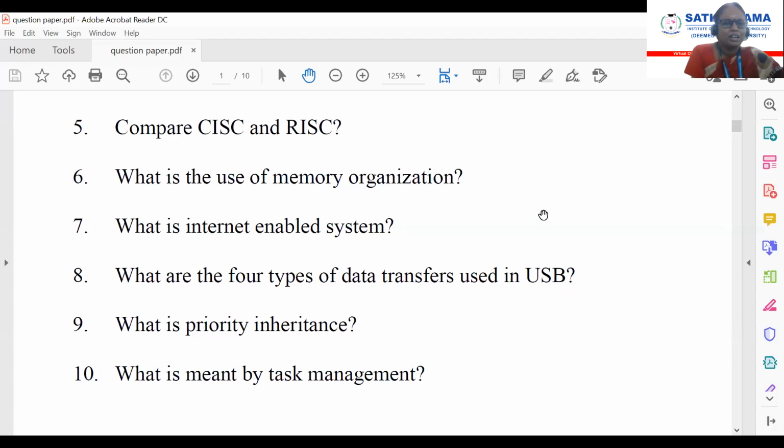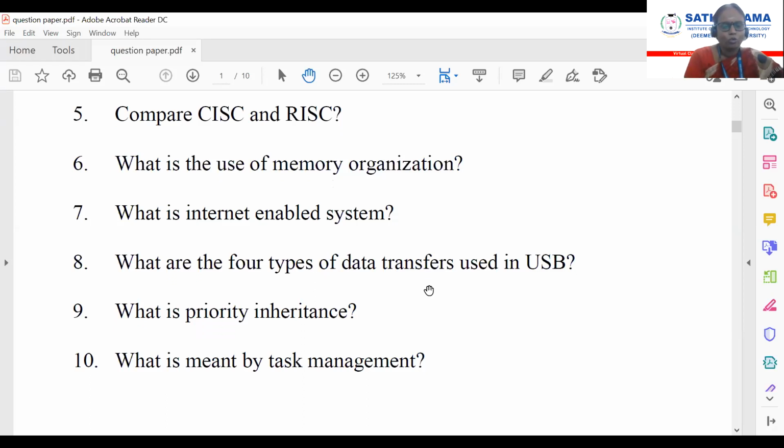I think we will skip the RISC part. You all know the use of memory organization: data memory and program memory are separated, and you have to explain about the Harvard architecture. What is an internet enabled system? You have to write it in general only. For the distributed embedded system, we can do centralized, decentralized, and all you have to explain. Then the four types of data transfer in USB, that is high speed, full speed, and all you have to explain.